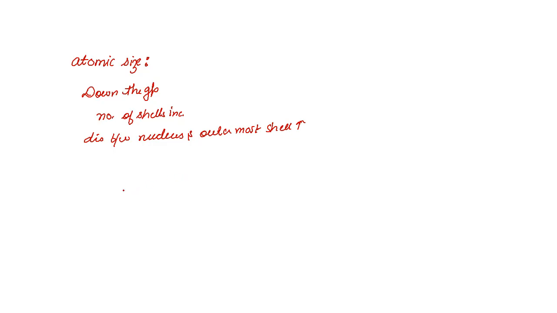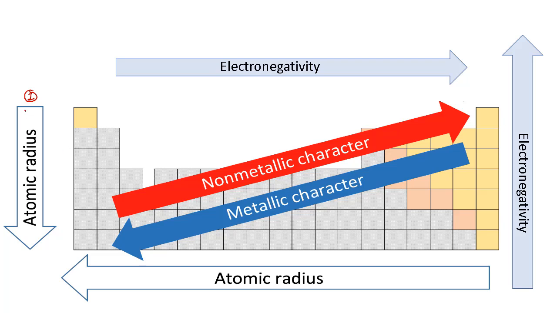We'll say when we go down the group, the number of shells increases. So when the number of shells increases, we can say the distance between the nucleus and the outermost shell increases. So when the distance between the nucleus and the outermost shell increases, we can simply say the atomic radius or the atomic size increases. Okay, this is what I have shown here. When you go down the group, you can simply remember that the atomic size increases.